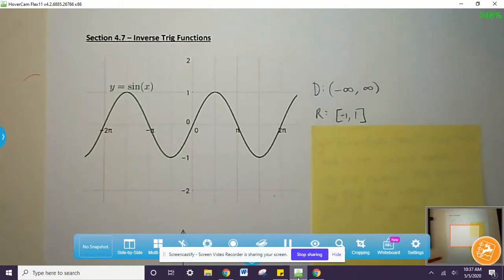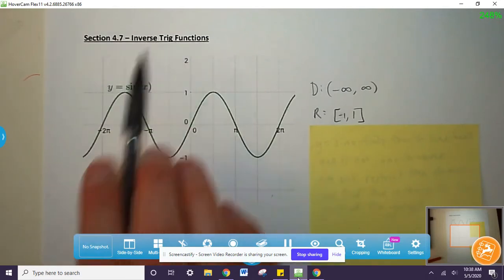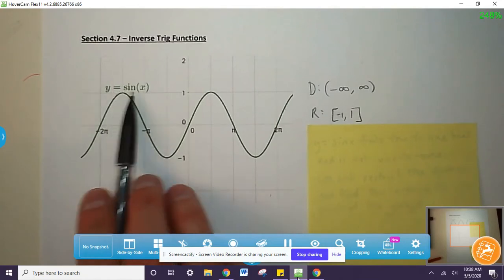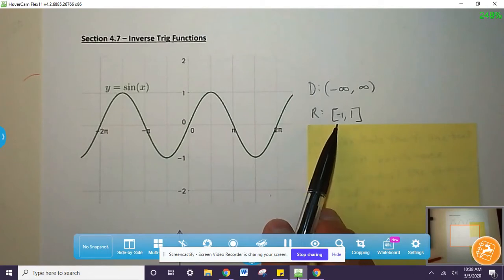Today we're going to start section 4.7. We're going to be talking about inverse trig functions, and we're going to start with the sine function. So this is not inverse sine. This is just regular y equals sine of x. Its domain is all real numbers. Its range goes from -1 to 1, including -1 and 1.